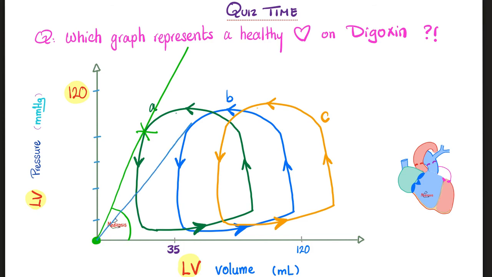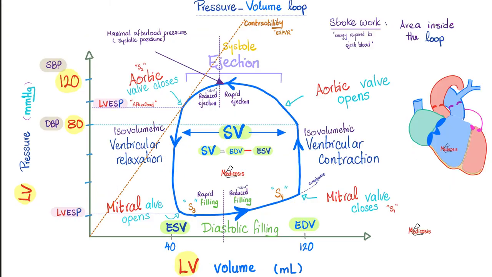Here is the slope for graph B. It's a smaller angle. And here is the slope for graph C. Even smaller angle. The slope represents contractility, the force of contraction. Digoxin increases the force of contractility, which means you should choose the graph with the highest slope, highest force of contraction, which is A. So let's dot the I's and cross the T's.